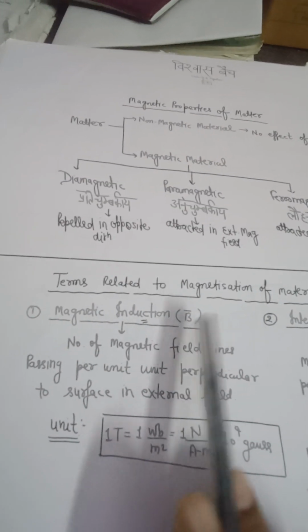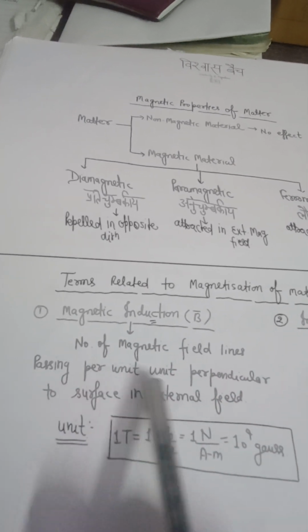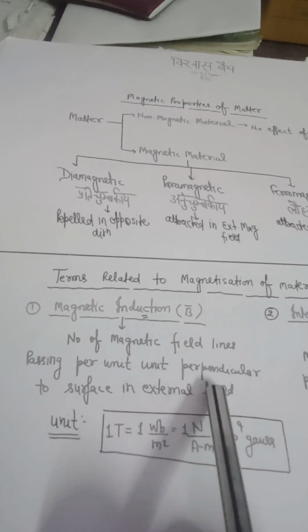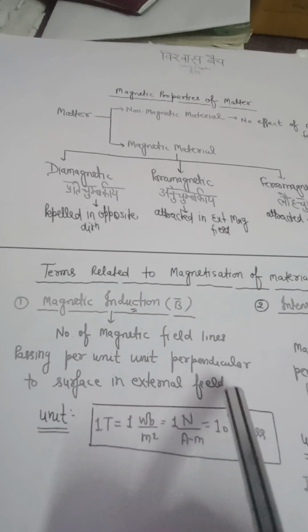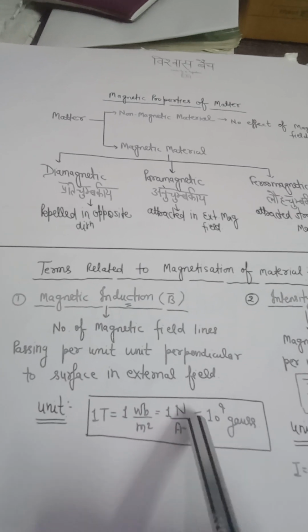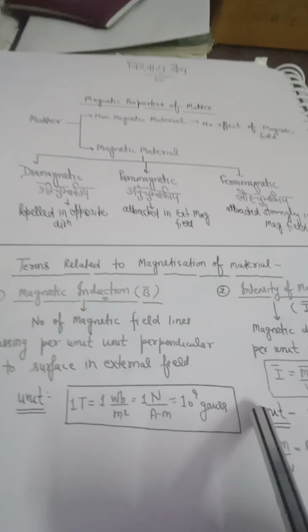It is denoted by B bar. It is the number of magnetic field lines passing per unit area perpendicular to the surface in the external field. The unit is 1 Tesla equals 1 Weber per meter square, and 1 Tesla is equal to 10 power 4 Gauss.